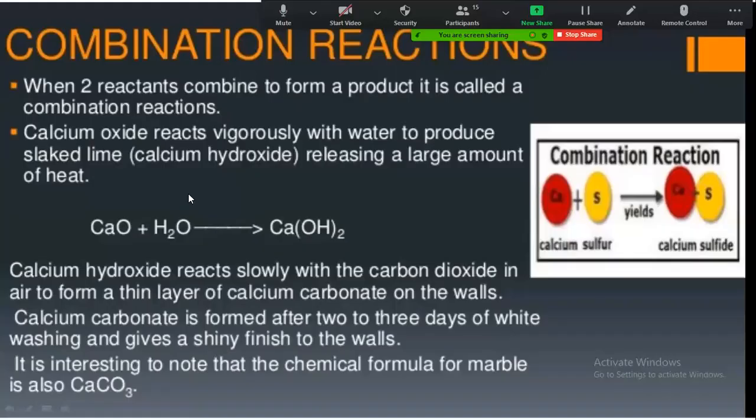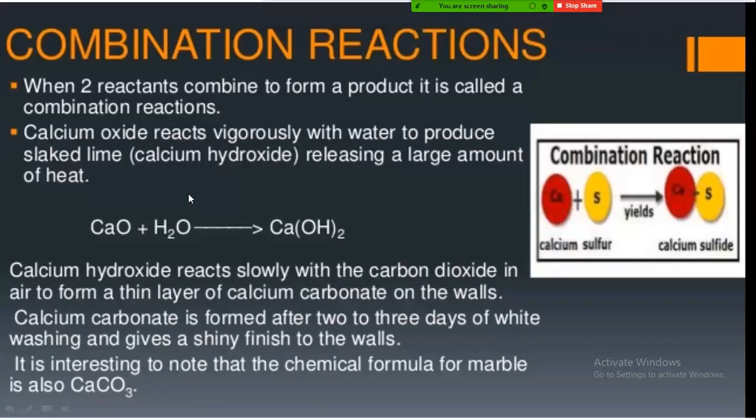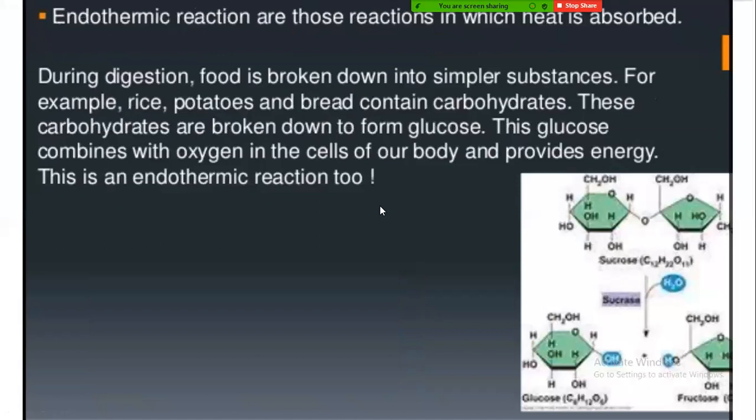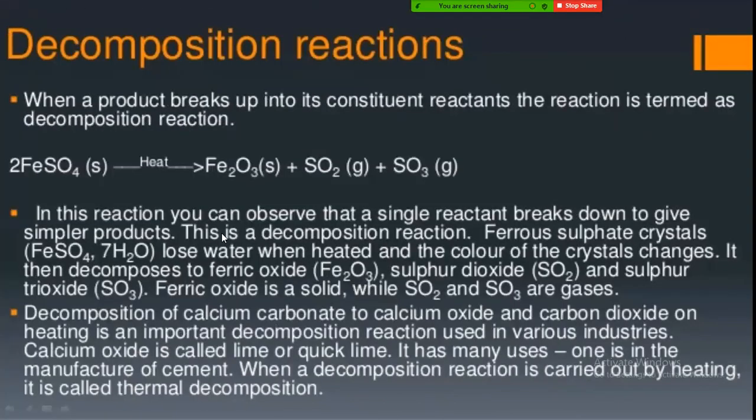The next type of reaction is combination reaction, where two different molecules combine with each other to form a new product, right? Two reactants combine to form a product. It is called a combination reaction. Calcium oxide reacts with water to produce slaked lime. This one we have done. Okay, hold on. Next one is decomposition reaction, right? One is done, combination, second one is decomposition. When a product breaks up into its constituent reactants, the reaction is termed as decomposition reaction.